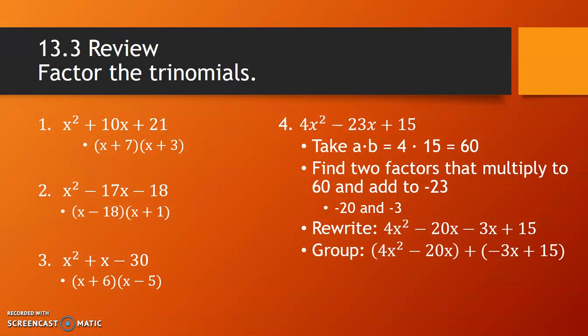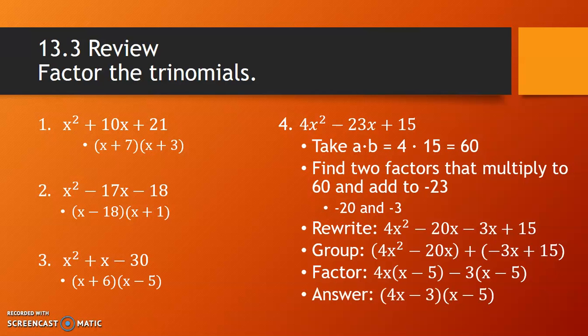We group them, so group the first two, group the last two, pull out their common factor next. So the common factor from the first grouping would be 4x, and from the second one would be a negative 3. So you can see how I've pulled out 4x and negative 3, and I'm left with x minus 5 when I do that. So to write my final answer, I have 4x minus 3 and x minus 5.